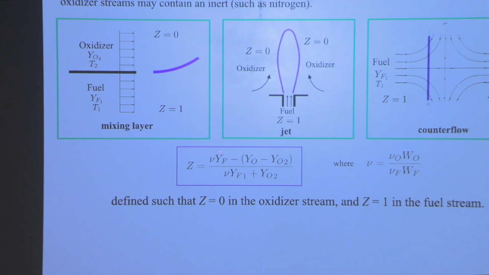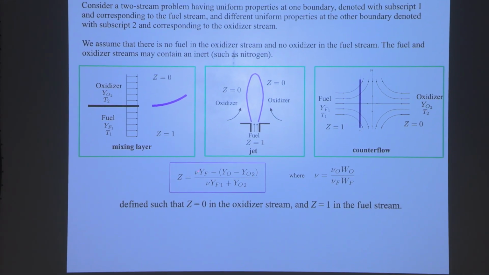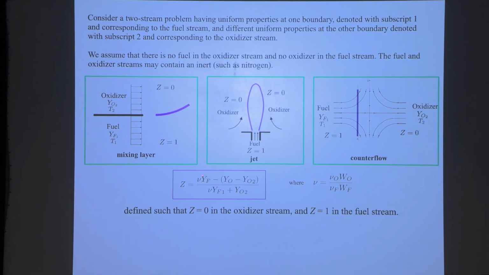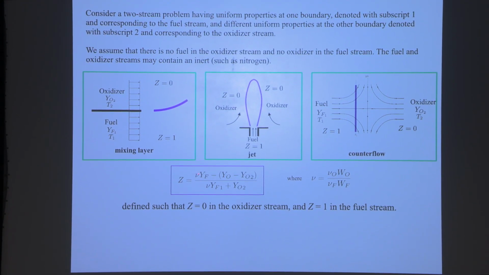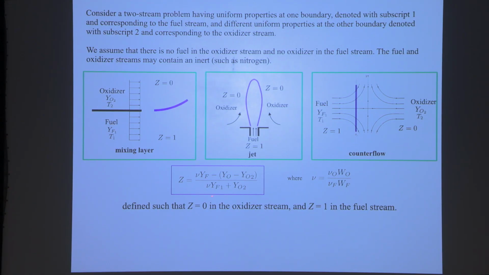But the idea is here. And you can see that what I said is correct. If on the fuel stream YF is not 0, but there is no oxidizer, YO is 0. So you get nu YF plus YO2 divided by the same thing, so Z is 1. On the oxidizer side, there is no fuel. So what you get is YO2 minus YO2 is equal to 0, right? So that's the definition.